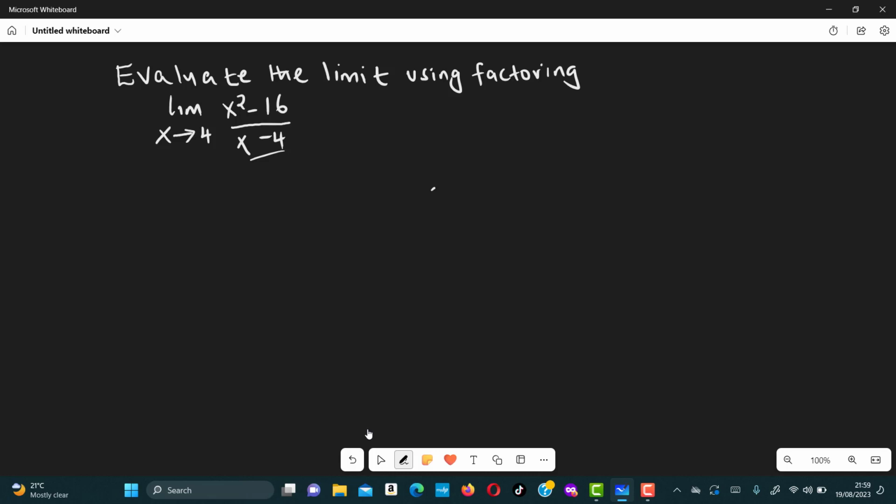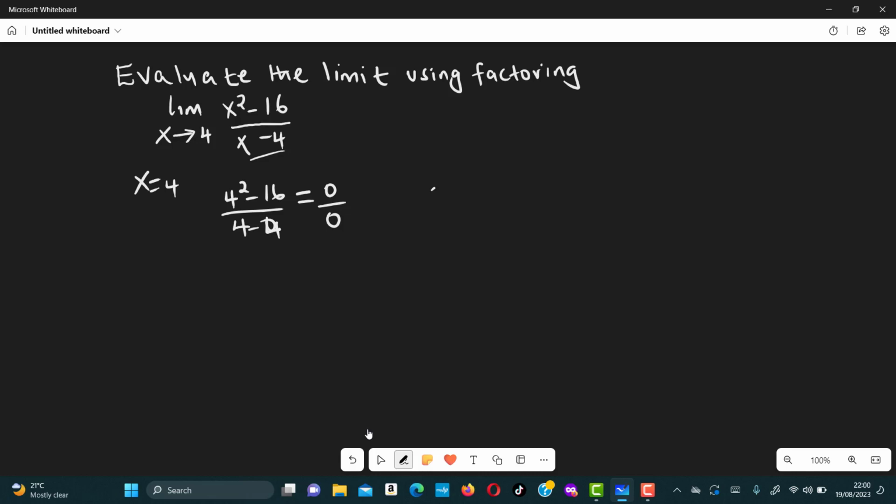For example, if we plug in x equals 4 here, we shall have 4 squared minus 16 over 4 minus 4. So in the numerator we'll get 16 minus 16, because 4 squared is 16. So in the numerator we get 0, and the denominator, which is 4 minus 4, also gives us 0. So the result is an undefined result, so we should try factoring instead of using substitution.